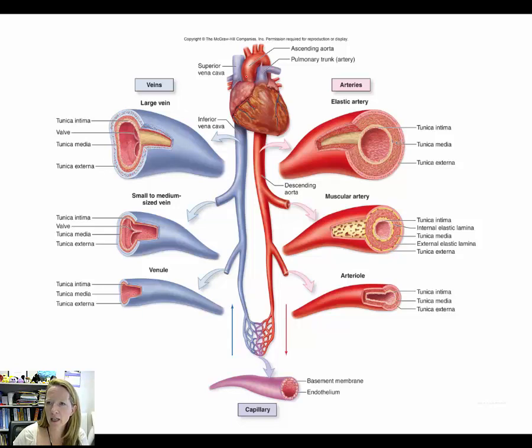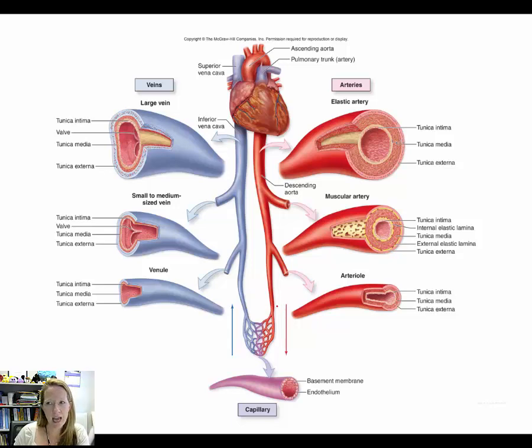If we start here at the aorta and go all the way down, it's going to branch off like that. We go all the way down right before it gets to the capillaries. You can see, of course, that the lumen is going to decrease as we go away from the heart. The lumen diameter decreases as we go away from the heart.